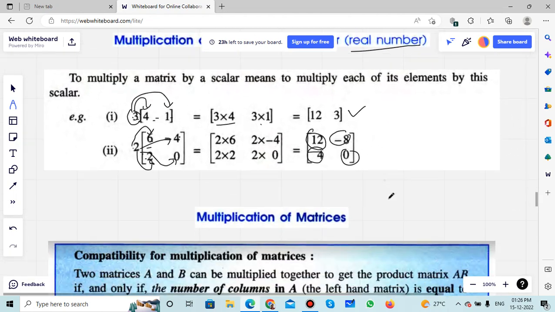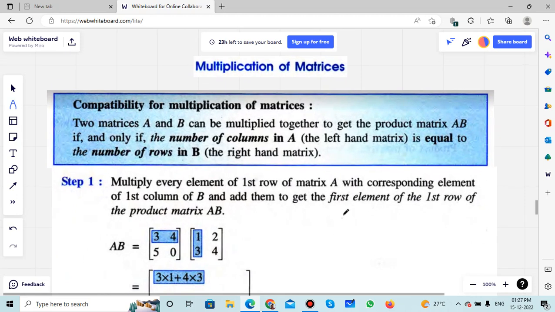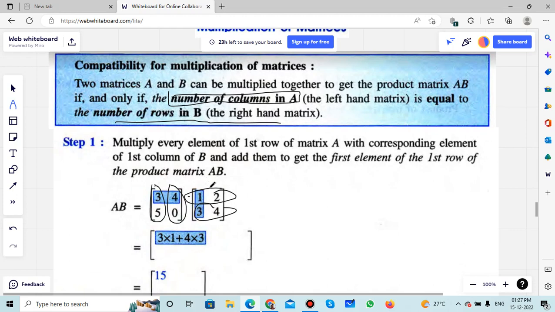Simple. Next comes multiplication of matrices. Now one matrix will multiply with another matrix. Remember, two things are important in it: the order here. Two matrices A and B can be multiplied together to get the product matrix AB if and only if the number of columns of A, which here is 2 columns, is equal to the number of rows of B. So how many rows does it have? 1 and 2 rows. So remember, the number of columns of A should be equal to the number of rows of B. Otherwise we can't multiply. Remember this part, and it will become clearer with practice.